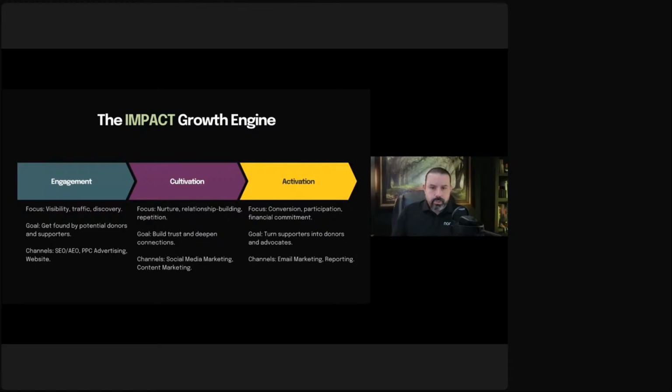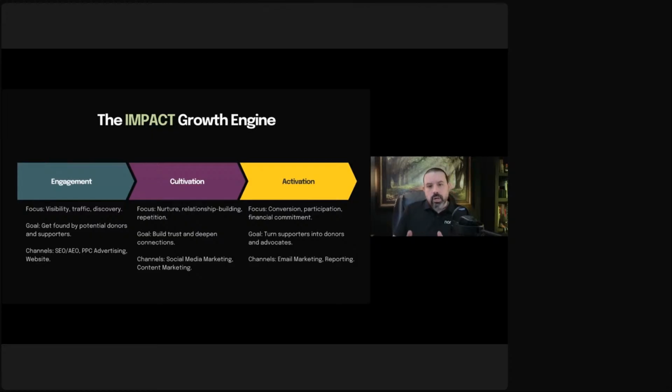And there are three phases to this growth engine: the engagement stage, cultivation, and activation. And we're going to look at how these things cycle into each other. In the engagement phase, we're focusing on visibility, traffic, and discoverability. We're trying to get those potential donors and supporters, those potential advocates. And we're doing it through SEO, AEO, which is the AI version of that, and pay-per-click advertising, all really focused on getting people to the website.